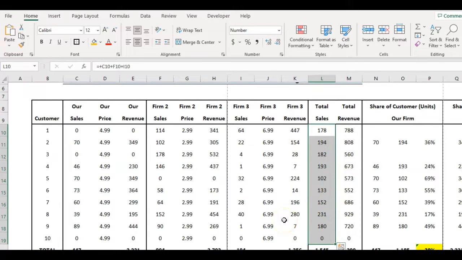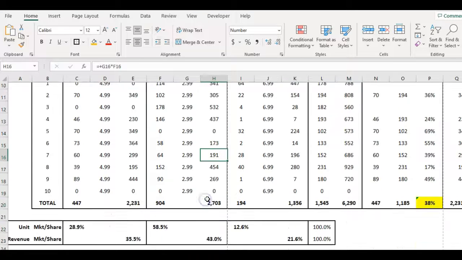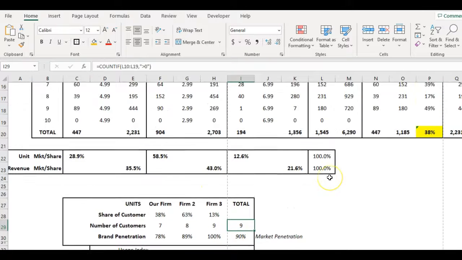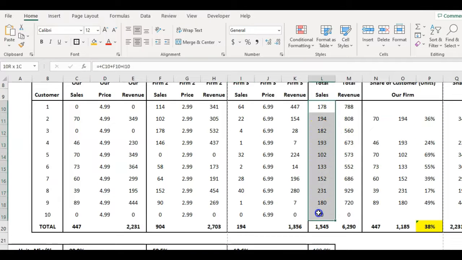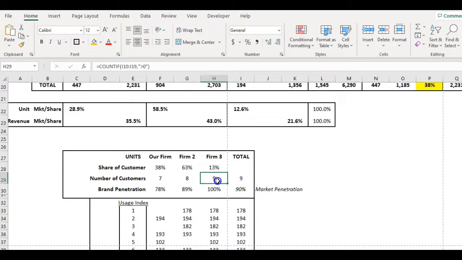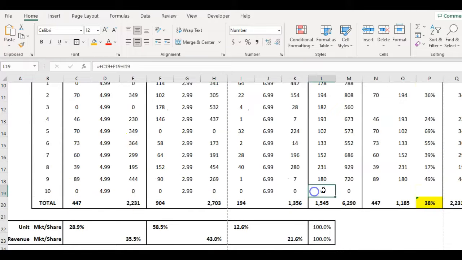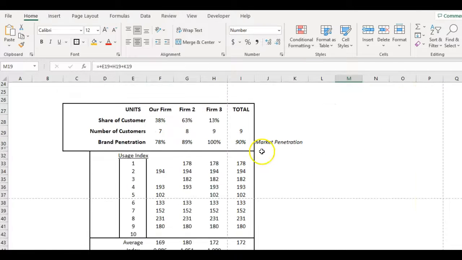Obviously, if I have a huge database, I'm not going to be able to see this. So that's why I'm using a formula. And in total for everybody, the formula is L19. So go through this and count the number of numbers that are greater than 0. And there's 9. There's 10 customers listed, but one does not buy at all. It's a non-consumer to the market, and we're always going to have that. And this gives us market penetration.